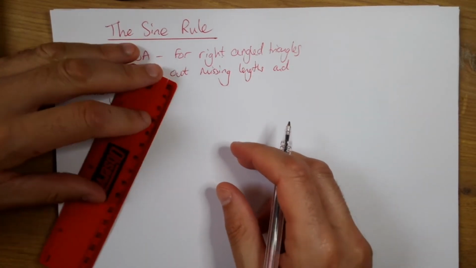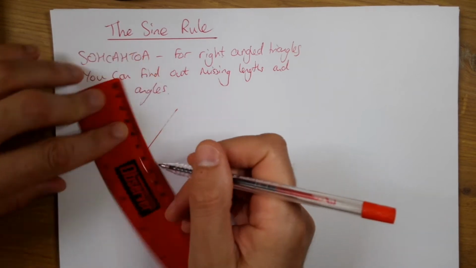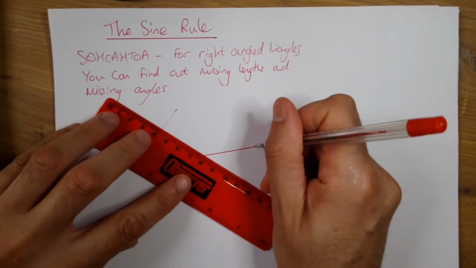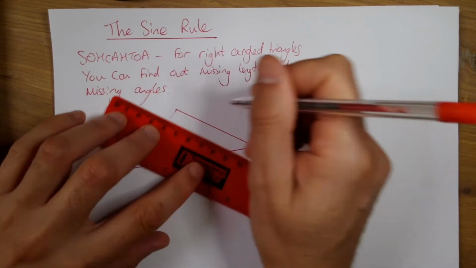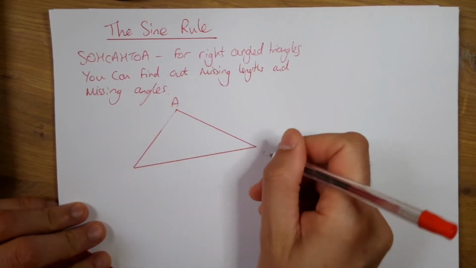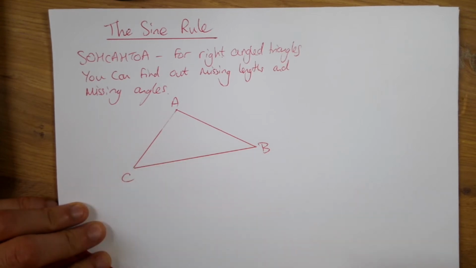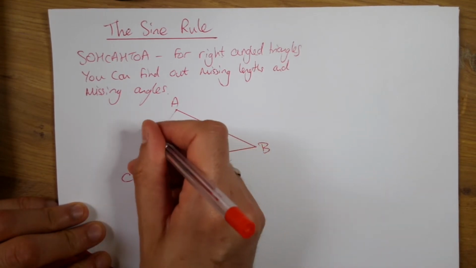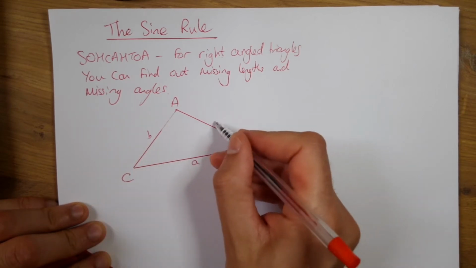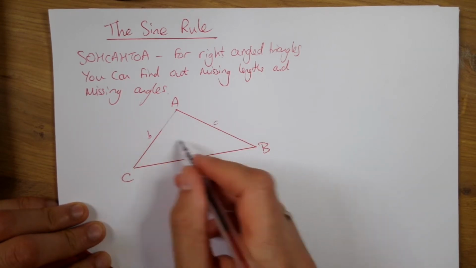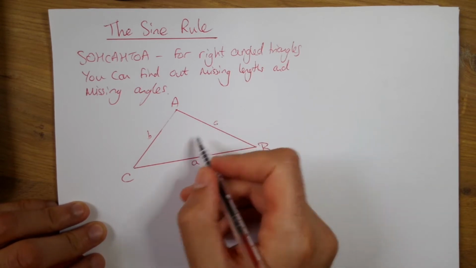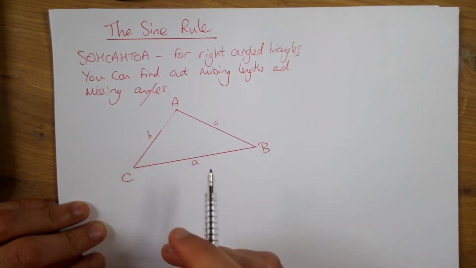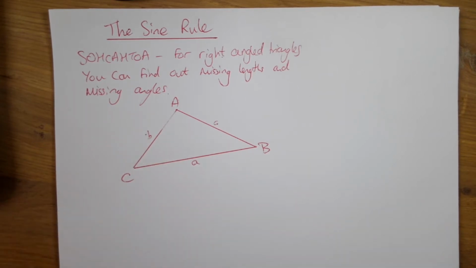Okay, so what I'm going to do is draw a random triangle, like this. Sorry for drawing in pen. Then we'll label the angles capital A, B and C. And then the sides: this will be side little a, this will be side little b, and this will be side little c, because they're always opposite each other. Little c is opposite big C, little a is opposite big A, little b is opposite big B.